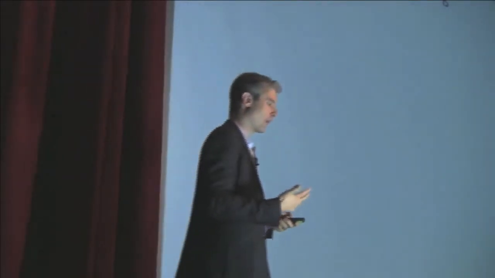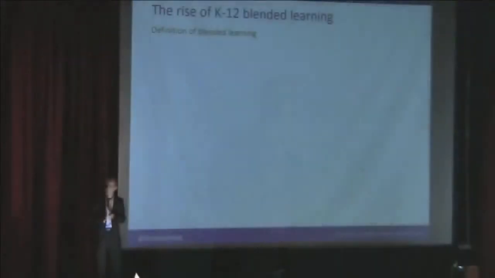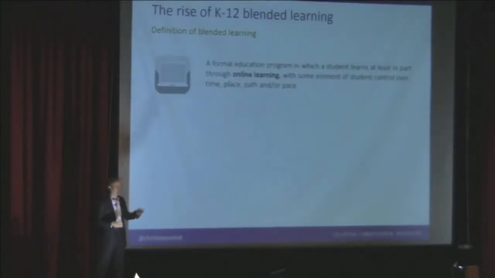And the definition that we've arrived at has three parts. It's a bit technical, so I'll go through the technical part, but then I'll simplify it, as you'll see. The first part is it's got to be a formal education program in which a student is learning at least in part through online learning, and this is the important part, where they have some element of student control over the time, the place, the path, and or the pace of learning. You heard Milton use this phrase in his talk, but this shift to a more student-centered agency and control is really quite critical to this definition.